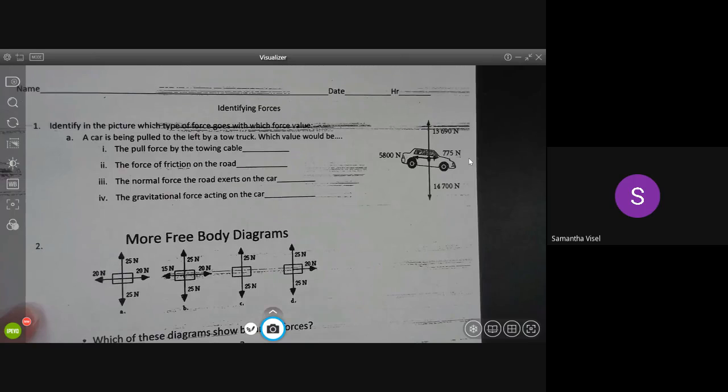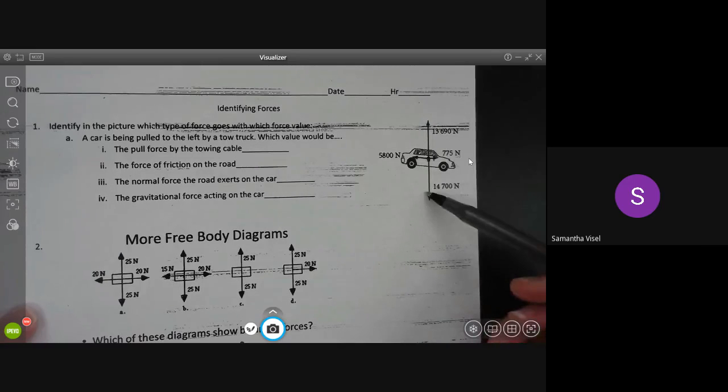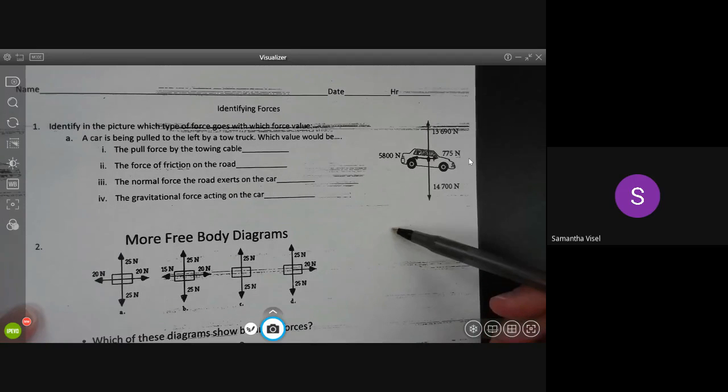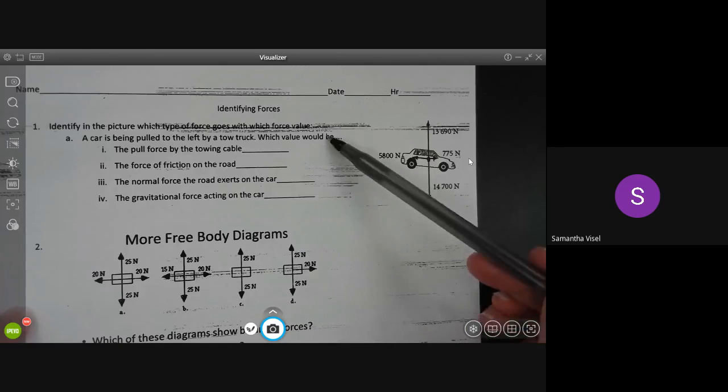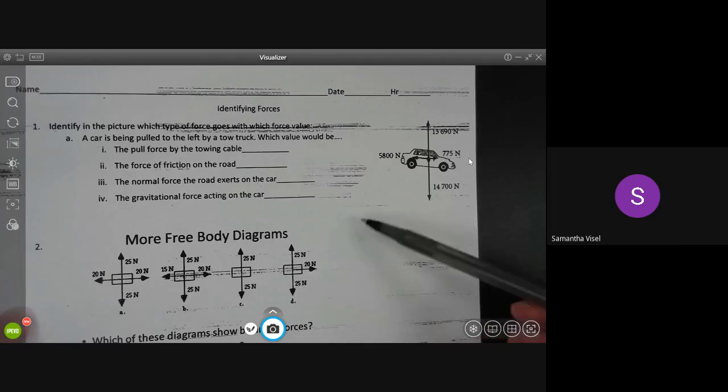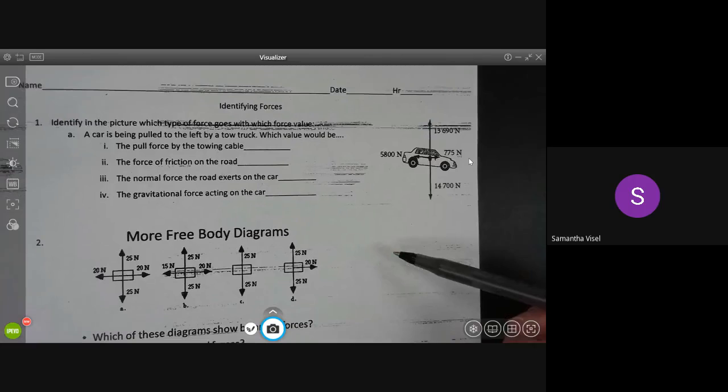So here we're given a more detailed free body diagram. So instead of a box, I have a picture here. And I'm given a story. And this free body diagram is depicting all of the forces in the story. So I'm trying to identify which force is which.